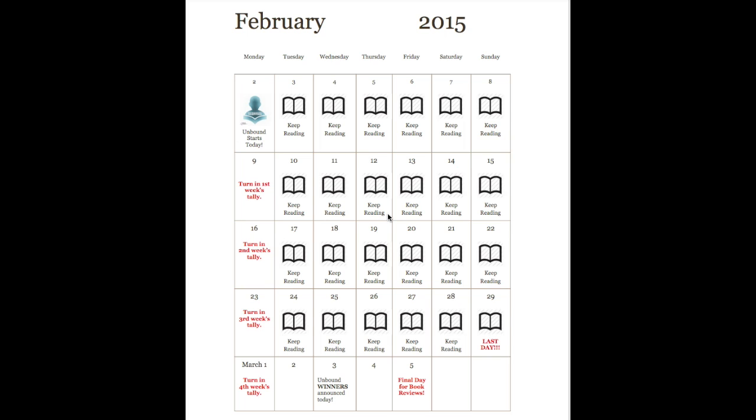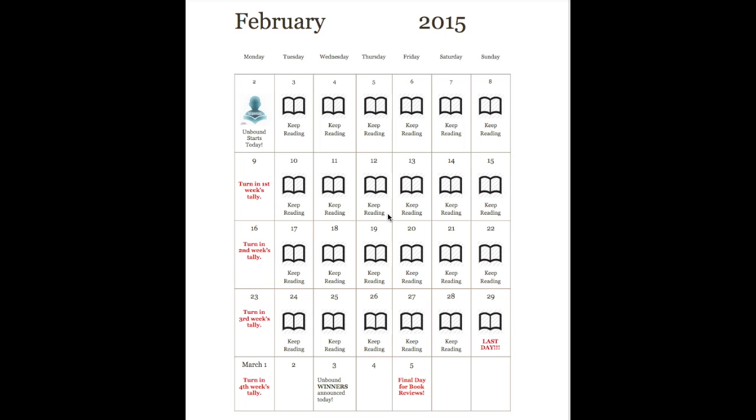We have 55 schools who are participating in Unbound, so there are going to be a lot of tally sheets coming in on that Monday, and we really appreciate you being prompt about this. As we continue through the week, just reading until the following Monday on the 16th, same for the 23rd, and then March 1st is the last day to turn in your 4th week's tally.